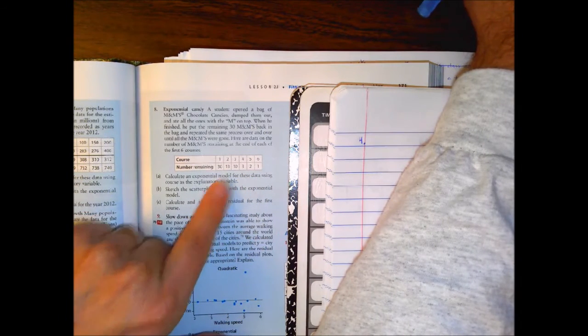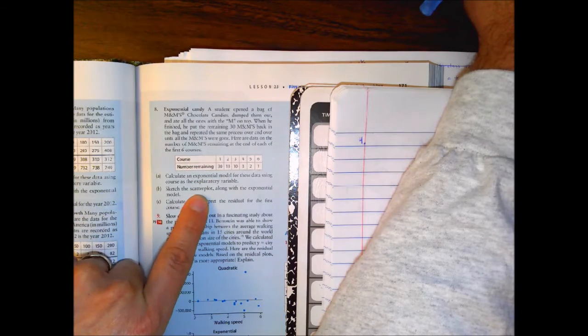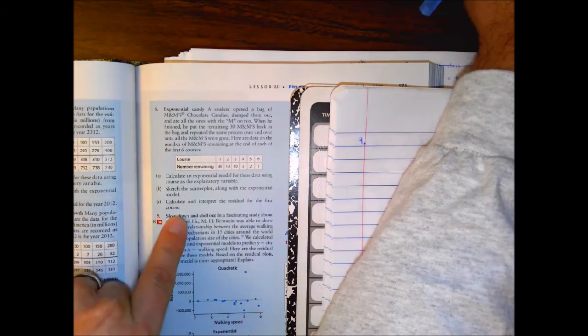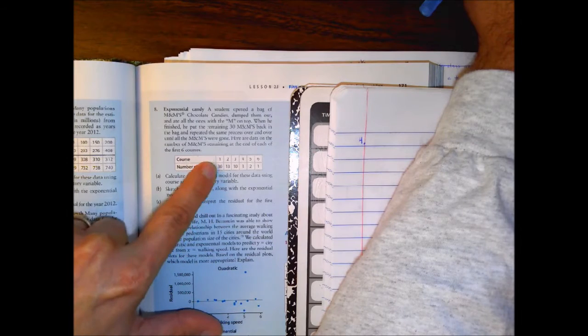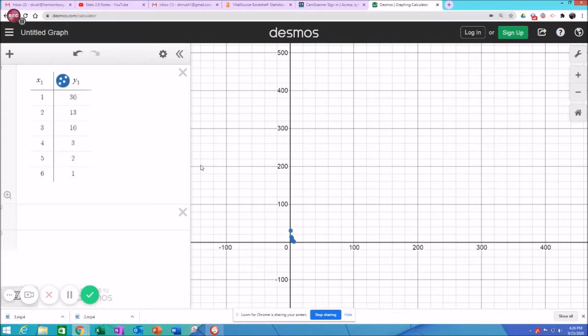And you can see it kept going down, okay, because there was more every time. So we're going to put this in Desmos, find the exponential model, draw a little scatter plot, and interpret the residual for the first course. So the first course was 130. We're going to interpret that residual. Okay, so here's the course and how many M&Ms were left.